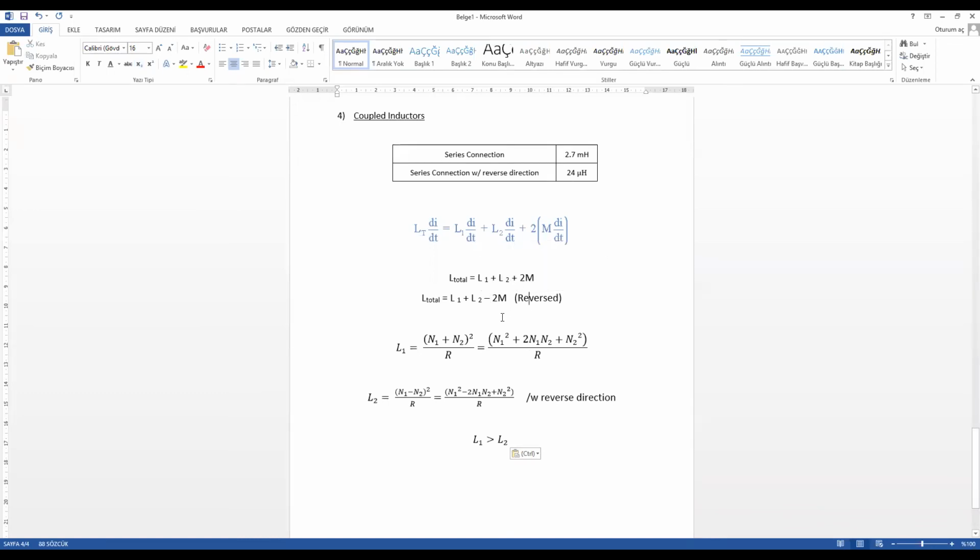If we connect in series, the fluxes of these two inductors are in the same direction. However, if we connect in series but reverse the direction, the fluxes of these two inductors are in different directions. Furthermore, the mutual inductance will have a minus sign because of these flux directions. Therefore, the inductance of system 1 is much larger than the inductance of system 2 because of the flux directions and reverse directions.